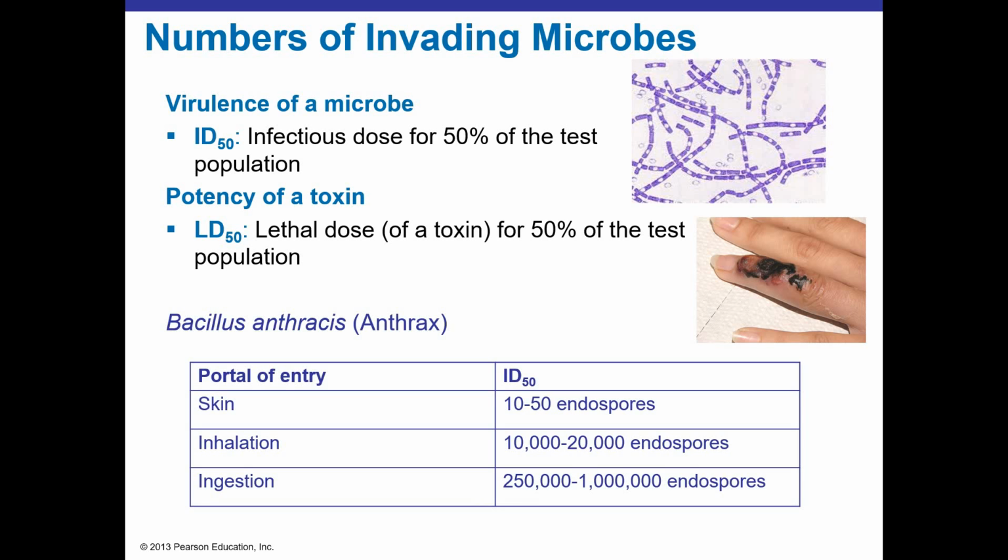So if you look at what happened with the anthrax in the postal facility when we had the case of bioterrorism in the United States, most of the cases were the cutaneous form because of the lower threshold. It had an ID50 of only 10 to 50 endospores, and so it was much easier to cause the skin variety. If someone happened to get a very high dose, then there were individuals that did get the inhalation form, and we did see an occasional ingested form as well.